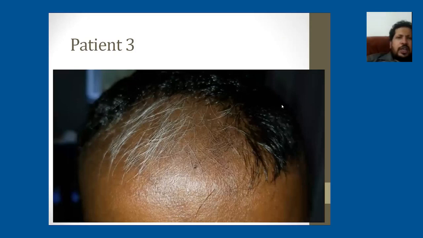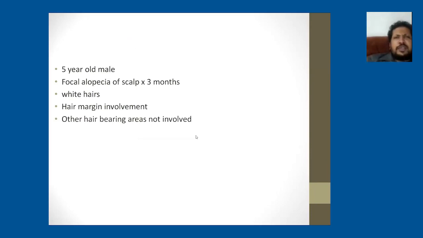So I'll move on to the next patient because we are running short of time. So you see this child with a focal patch of hair loss, and there seems to be some white hairs or leukotrichia growing in it. So it's a 5-year-old male with a focal alopecia of the scalp for 3 months duration with white hairs. The hair margins are involved. Scalp actually looks normal, the involved scalp, and the other areas are normal. Does anyone know what this condition is?